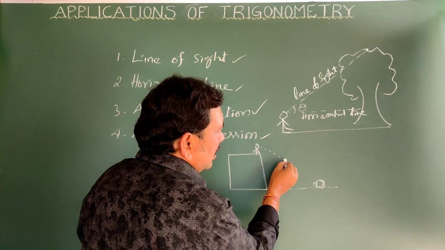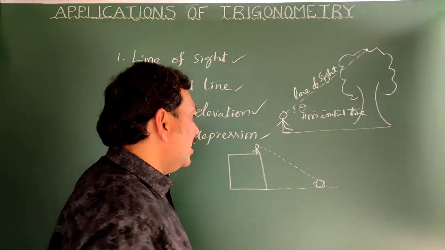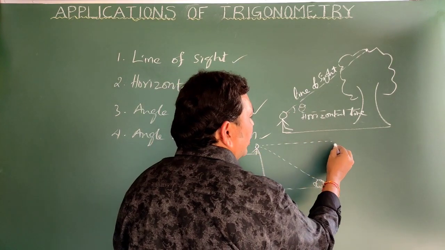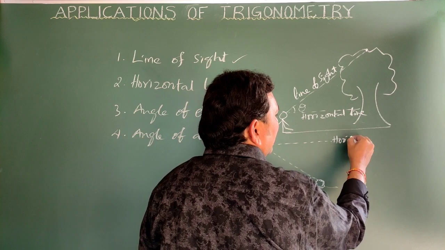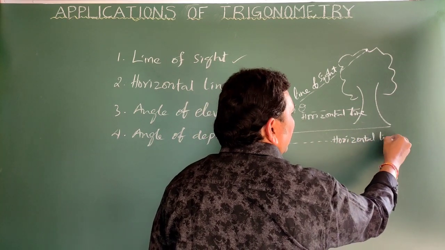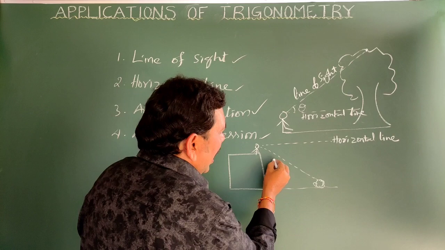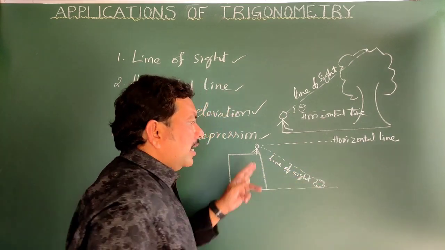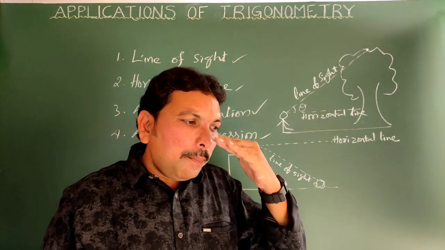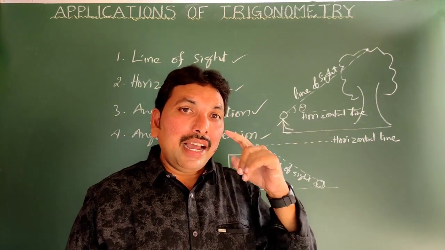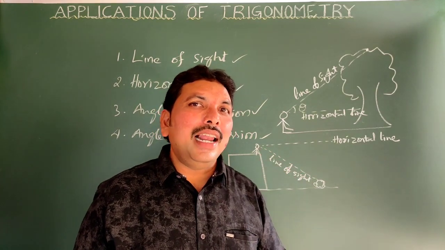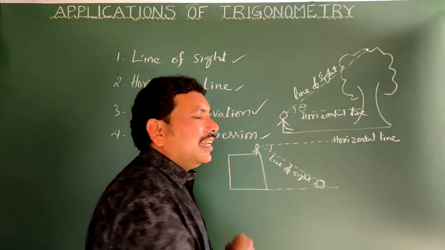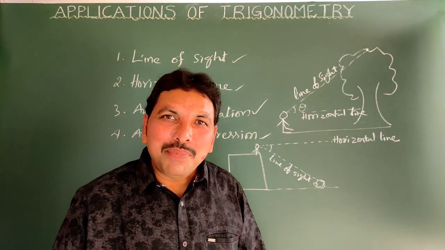So he is observing here. Next, what is his horizontal line? Yes, this is the horizontal line. And this is the line of sight, right? See, if the line of sight is below the horizontal line, then the angle between line of sight and horizontal line is called angle of depression.